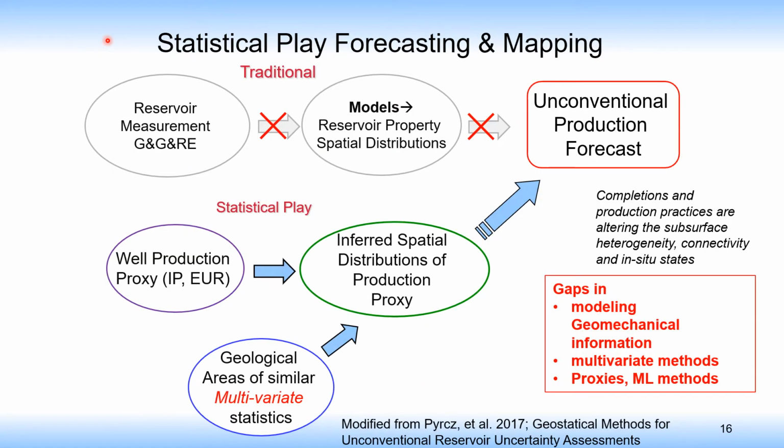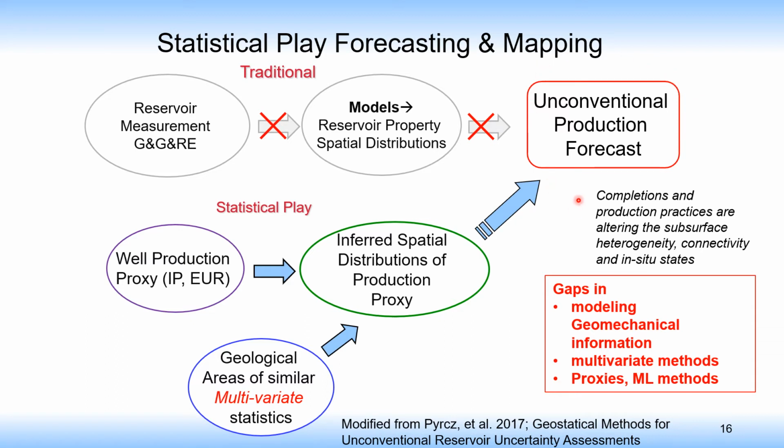Let's discuss the statistical play type forecasting and mapping. So for an unconventional, tight unconventional reservoir, here's that flow that I just showed for the conventional reservoir model being built from our subsurface parameters. There's not a line of sight through this process to that production forecast. So we may take a different approach.